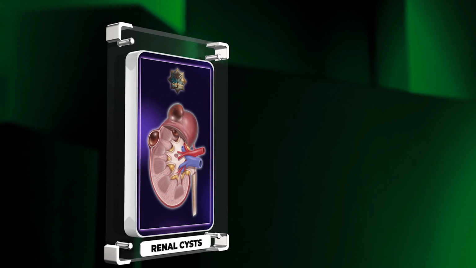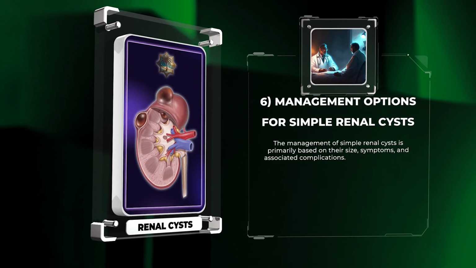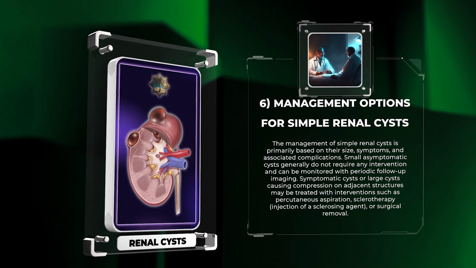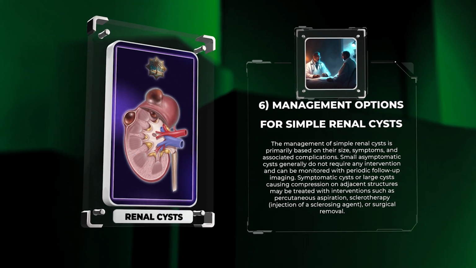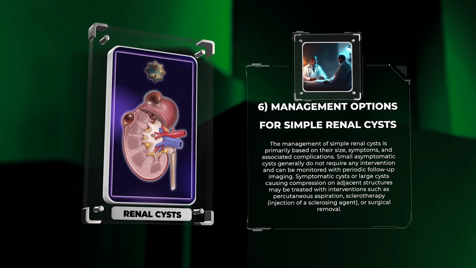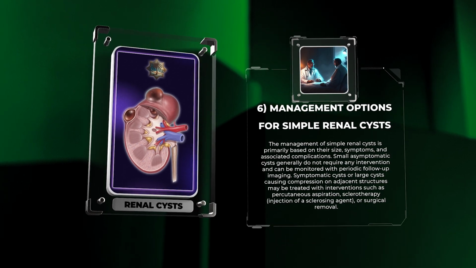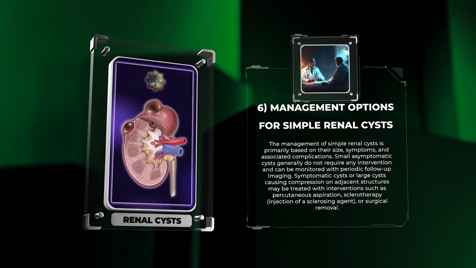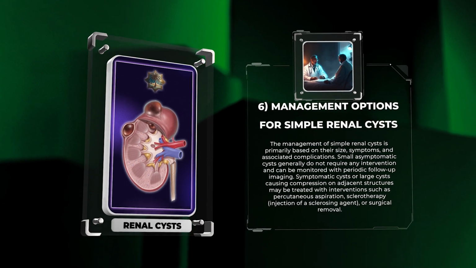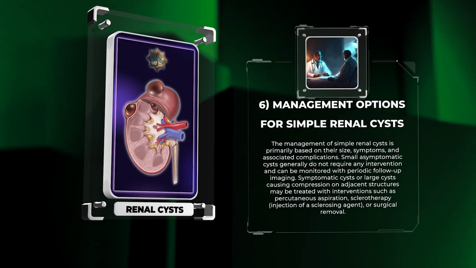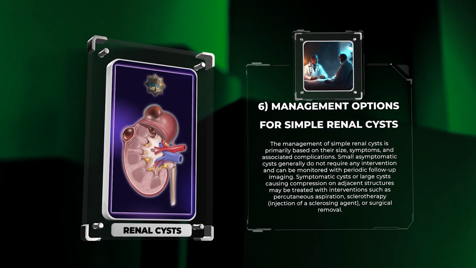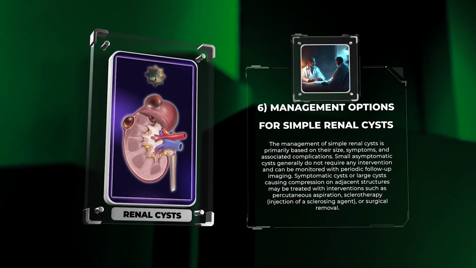The management of simple renal cysts is primarily based on their size, symptoms, and associated complications. Small asymptomatic cysts generally do not require any intervention and can be monitored with periodic follow-up imaging. Symptomatic cysts or large cysts causing compression on adjacent structures may be treated with interventions such as percutaneous aspiration, sclerotherapy, injection of a sclerosing agent, or surgical removal.